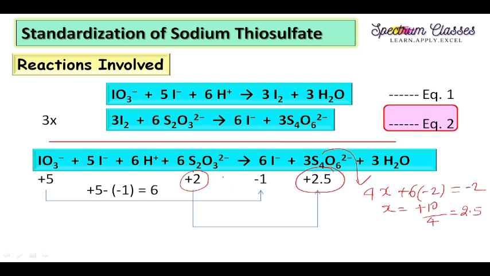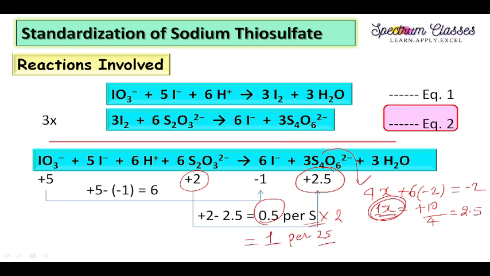Here you can see. Similarly, we have calculated the oxidation state of the sulfur atom in S2O3, right? So the change in oxidation state in this manner we get is 0.5 per sulfur atom. This is for one sulfur. Here you can see one sulfur, one X is there. If I multiply it by 2, then what will I get? I will get 1 per 2 sulfur atoms.